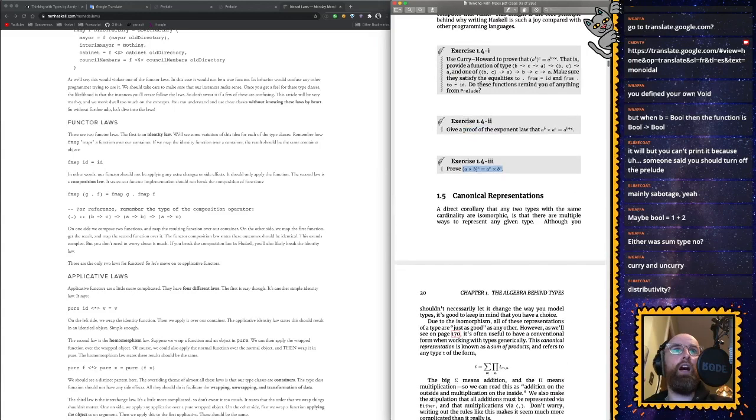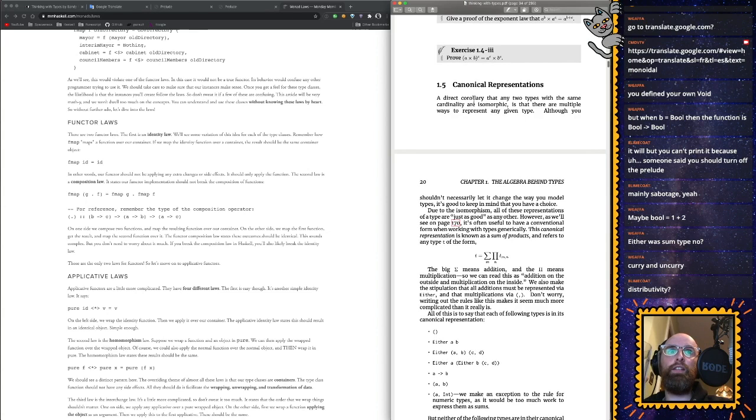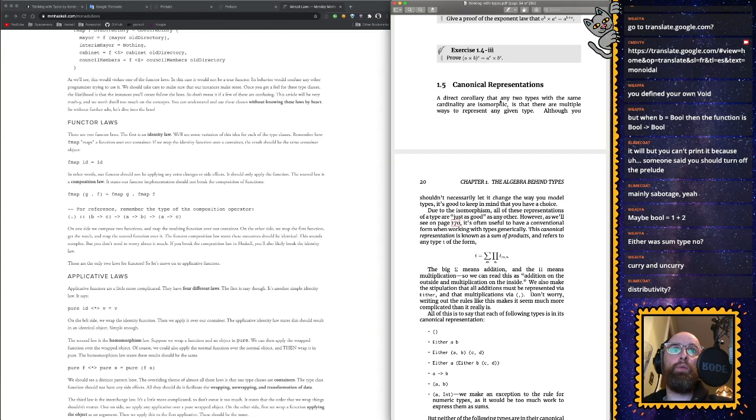proving things to myself. I think it's in the name, isn't it? Curry-Howard. It's currying and uncurrying. Anyway, a direct corollary. Let's have a look what that means. I have to do this a lot. This is why I don't read Haskell papers. A proposition that follows from and is often appended to one already proved. A direct natural consequence or a result. Okay. So the result that any two types with the same cardinality are isomorphic is that there are multiple ways to represent any given type. Okay, that makes sense now.